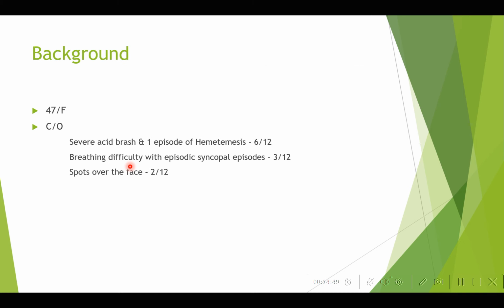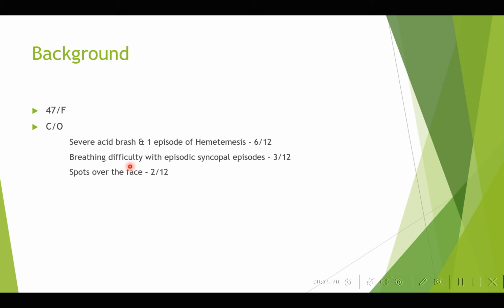Yes, sir. So coming to the third case, a 47-year-old female with complaints of severe acid brash and one episode of hematemesis for 6 months, breathing difficulty with episodic syncopal episodes for 3 months, and spots over the face for 2 months. So, dissecting the history, she's having severe acid brash and one episode of hematemesis for 6 months.